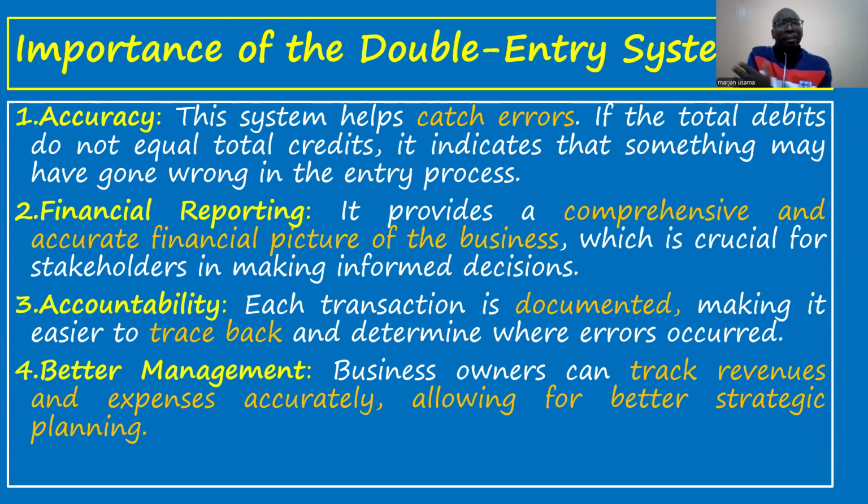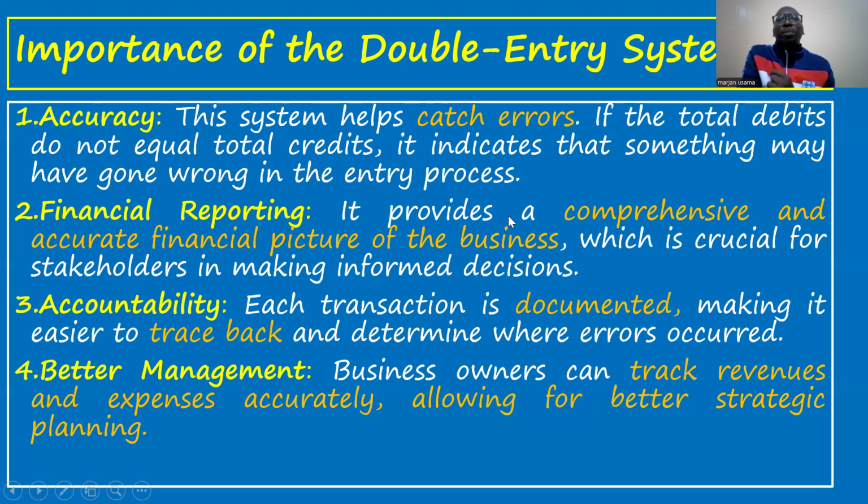So at the end of the day, what is the importance of this double entry system? It helps catch errors. If the total debits do not equal total credits, it indicates that something may have gone wrong. So it helps us to know the errors. If it is not balancing, it means there is a mistake somewhere.